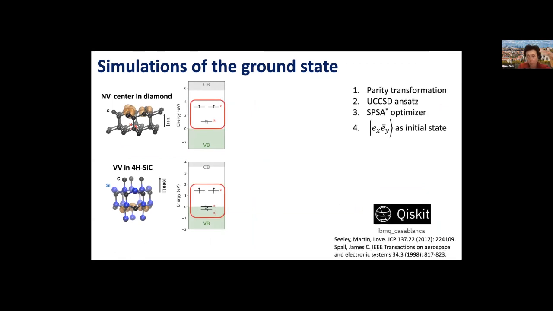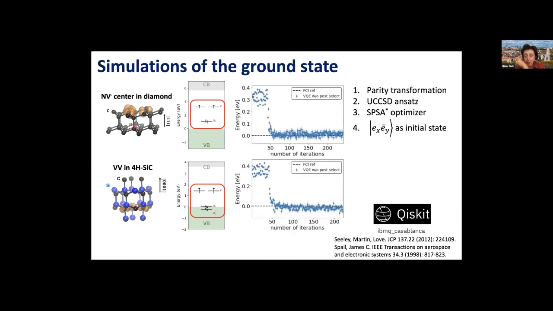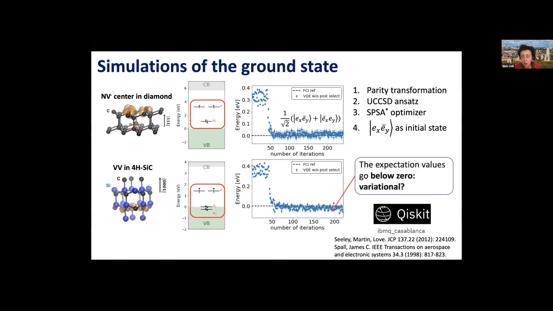What do we find? We do calculation on IBM Casablanca. We use Qiskit, which is provided by IBM. And the very first thing that we found is that apparently, see, this is the minimization. 0 is the classical reference that we know we should obtain, and we are below. How come that a variational algorithm is below the expected numbers?